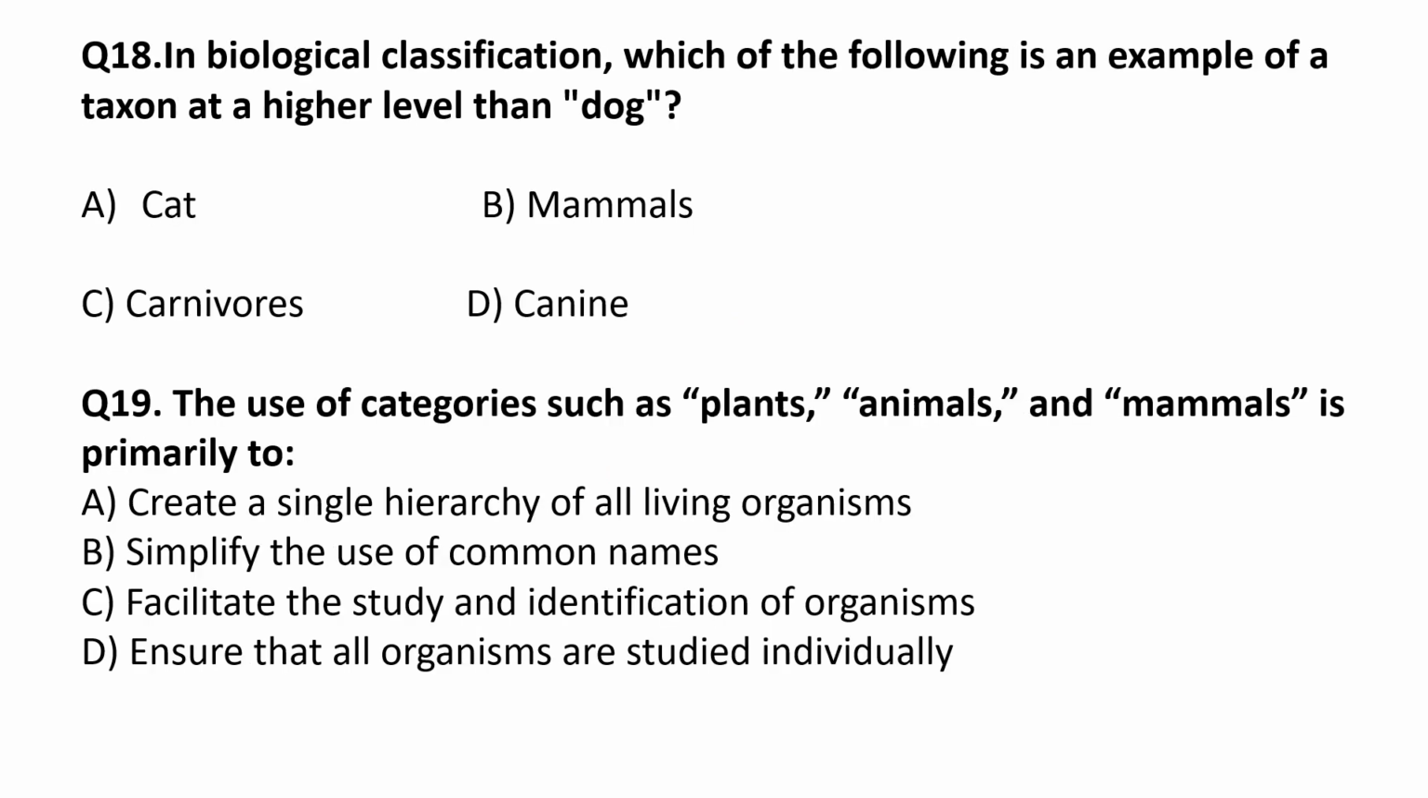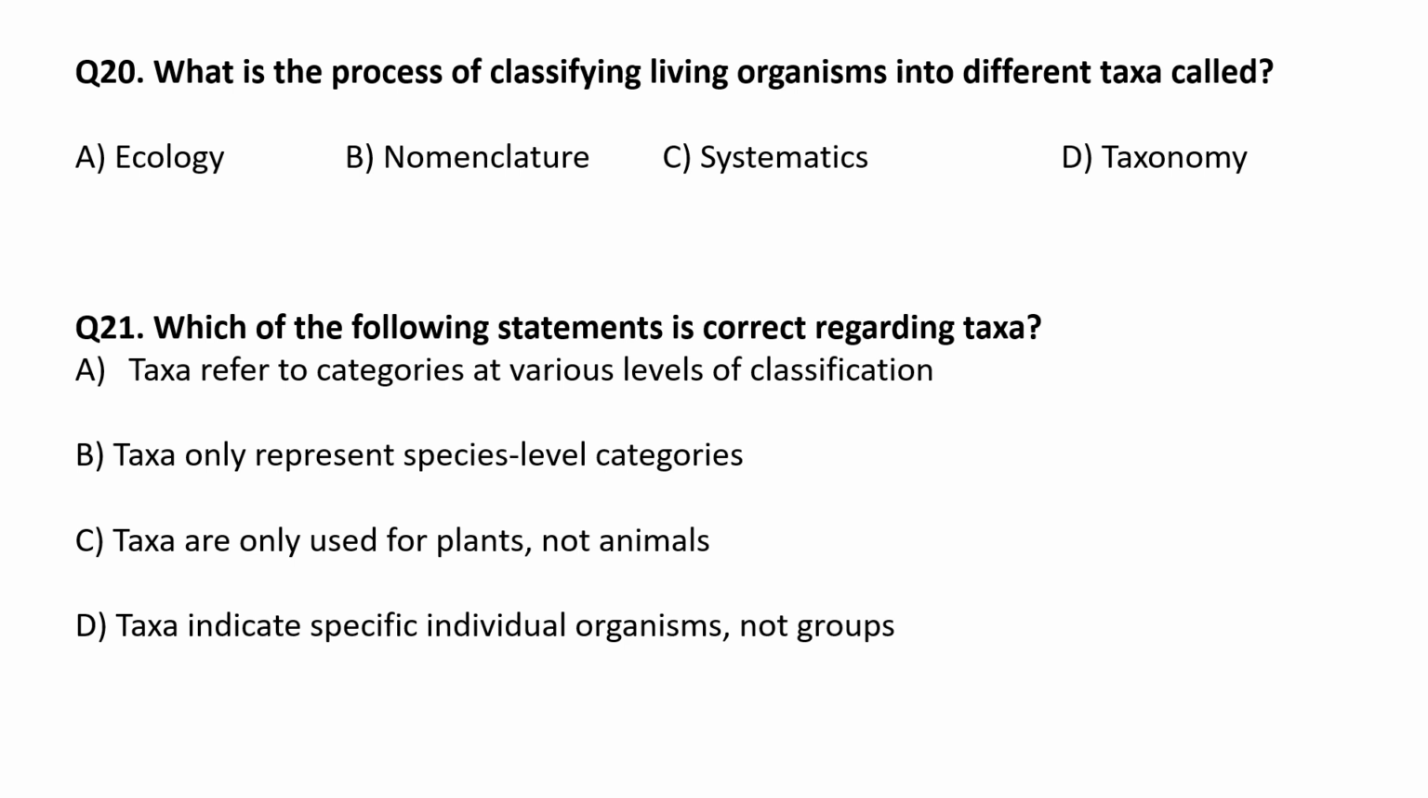In biological classification, which of the following is an example of a taxon at a higher level than dog? It is mammals. The use of categories such as plants, animals and mammals is primarily to facilitate the study and identification of organisms. What is the process of classifying living organisms into different taxa called? Taxonomy. Which of the following statements is correct regarding taxa? Taxa refer to categories at various levels of classification.